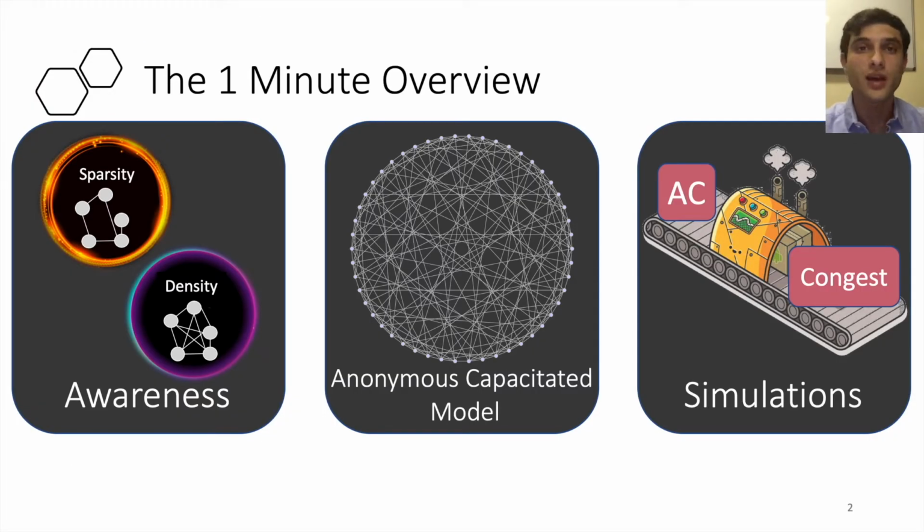First, we start with a key observation which holds in many distributed settings with respect to the density and sparsity of an input graph. To leverage this observation, we introduce a model tailored specifically towards it. However, this model is not something natural. It's not something that's supposed to appear in practice. And so we show how to simulate this model in existing distributed settings.